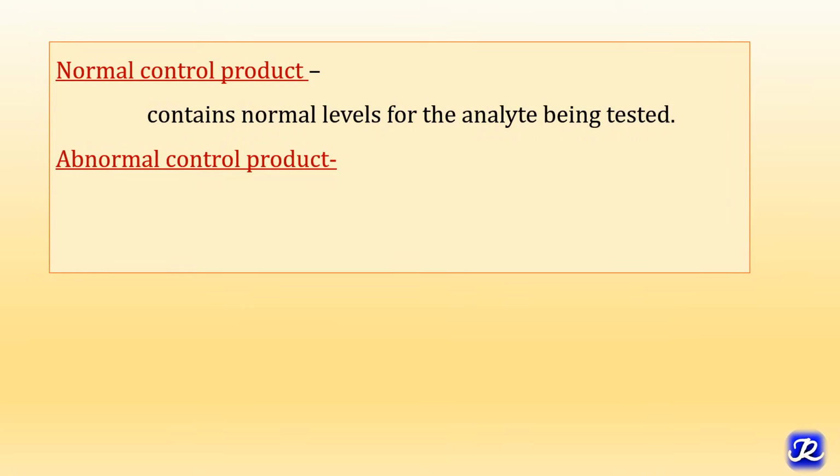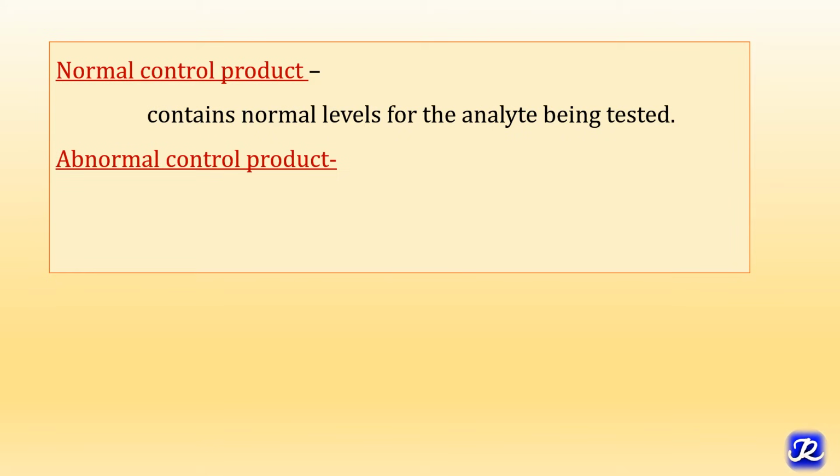There are two types of quality control product. One is normal control product and the other is abnormal control product. The normal control product contains normal levels of the analyte being tested. For example, blood glucose concentration ranges from 70 to 110 milligram per deciliter. So normal control product will have the concentration of analyte within that normal range. With the help of this normal control product, you can monitor the patient results which are in that normal range.